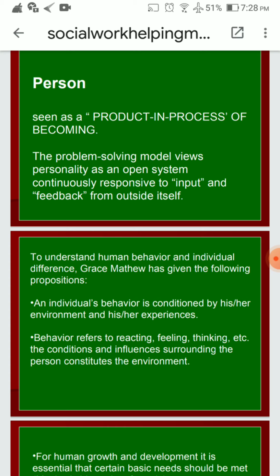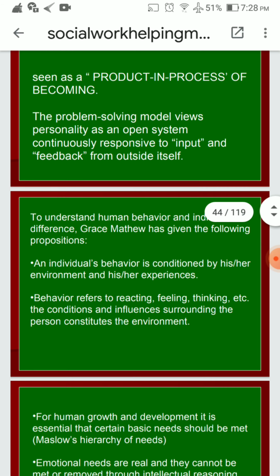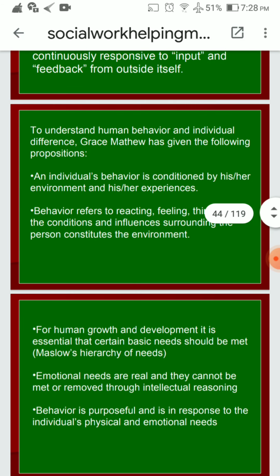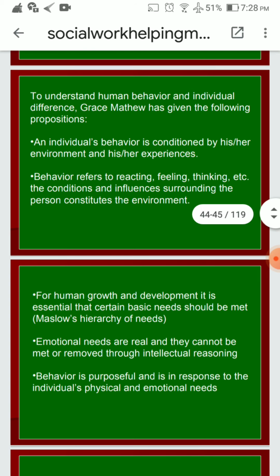So we have three types of client: first is the reach-out, second is the walk-in, and the last is the referral. As we go on with our discussion, we will discuss those one by one. So let's proceed. To understand human behavior and individual differences, Grace Matthew has given the following proposition. An individual's behavior is conditioned by his or her environment and his or her experiences.